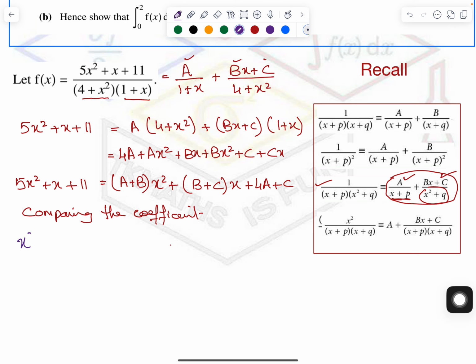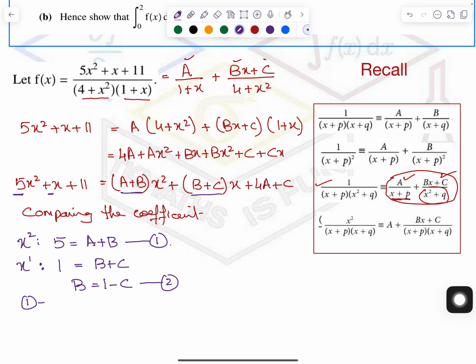First of all, I'm comparing the coefficient of x squared. So 5 is equal to A plus B. You can see here the coefficient is 5 and this side the coefficient is A plus B. Let's call it equation number 1. Then compare the coefficient of x power 1. This side I have 1 and the other side I have B plus C. So let's make B the subject from this equation and it will become 1 minus C, and I will substitute it in equation 1.